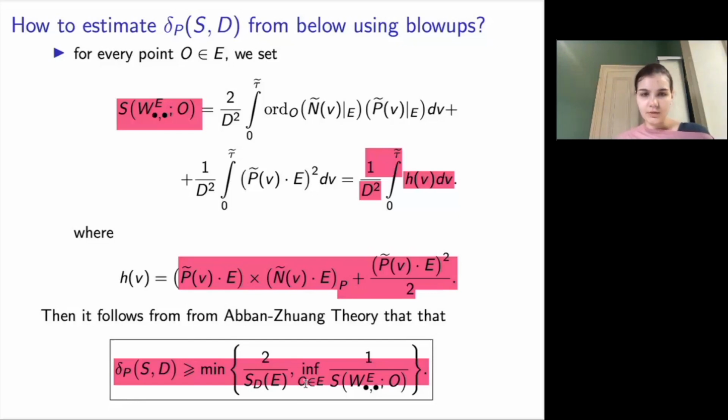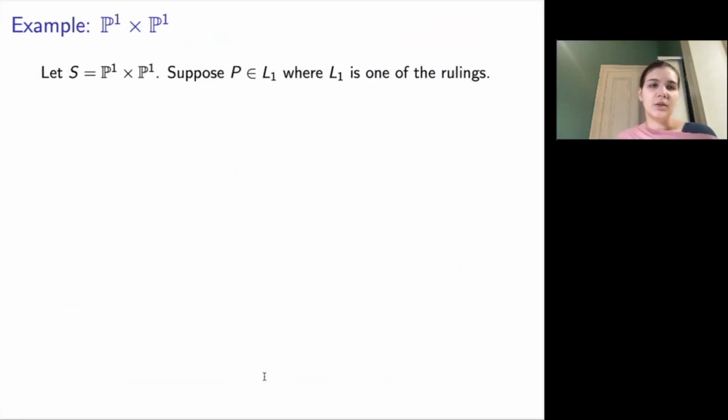And if we are lucky, these computations will give us the exact number for the local delta invariant. Unfortunately, it's not always the case, but it usually gives good enough estimations. How do we do that?